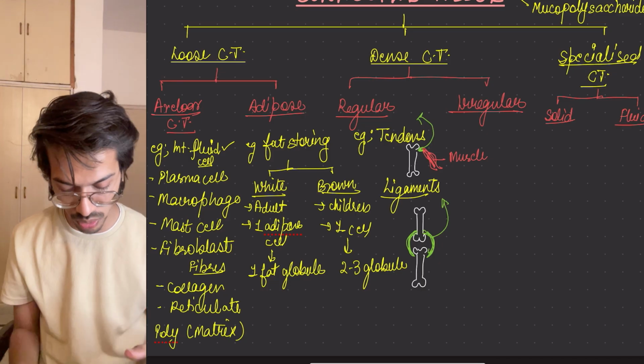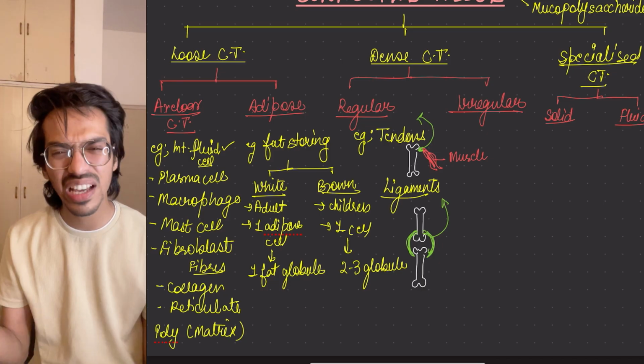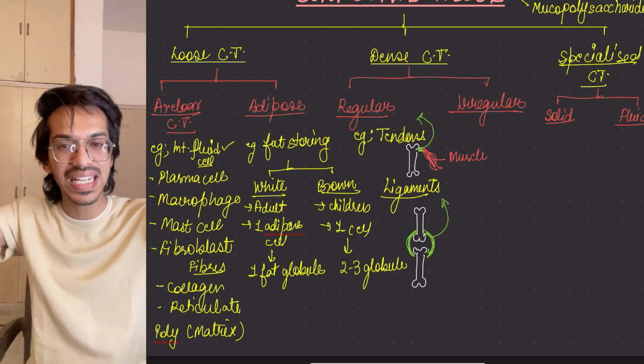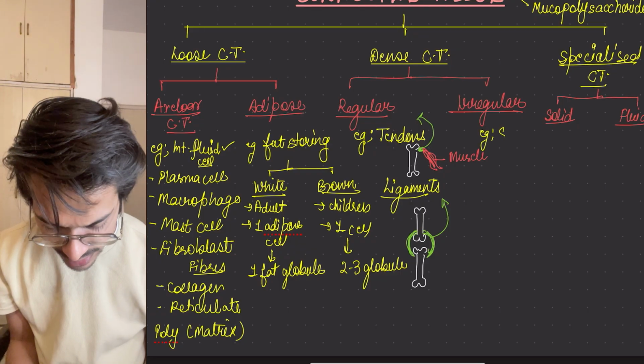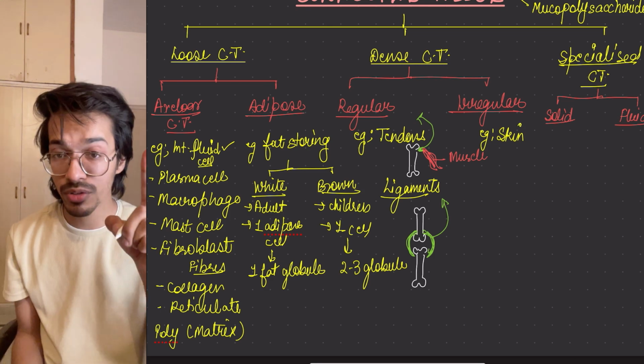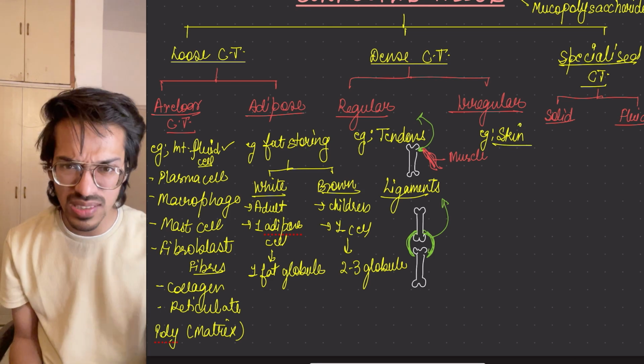I have made it also. Then dense irregular. Irregular means cells and fibers are present anywhere. No arrangement is there. NCERT says that you see it in the skin. But you have to remember one thing: skin is one such example.